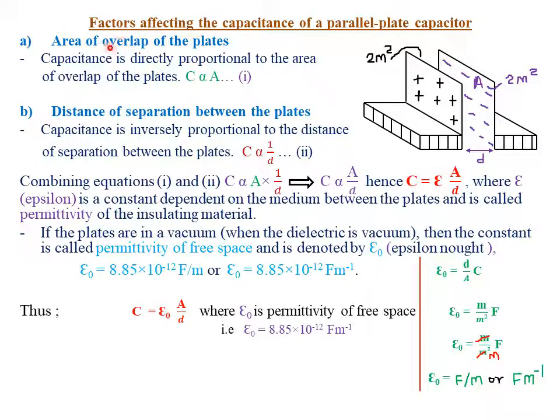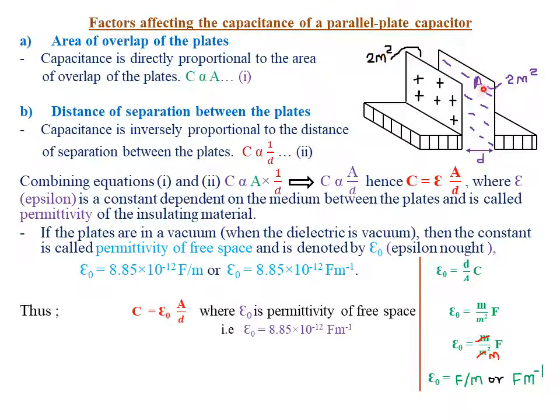So we are saying that the first factor that affects the capacitance of a parallel plate capacitor is the area of overlap of the plates. Remember that we defined the capacitance of a capacitor as a measure of the amount of charge the capacitor can store when connected to a given voltage. So if the areas are large, then the capacitor has the ability to store a lot of charge, and the amount of charge stored is the capacitance of that capacitor.